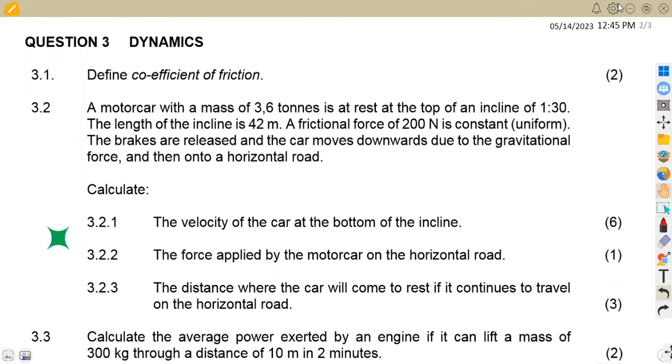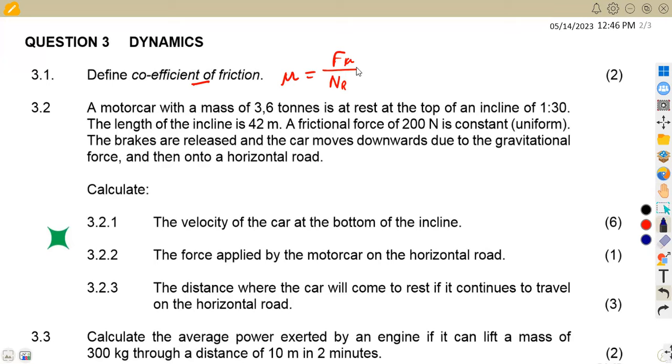We have got our question 3 on dynamics, where we have the first part, 3.1: define the coefficient of friction, and that is 2 marks. Your definitions can actually be taken from formulas. If you understand formulas, then it's easier to give a definition. The coefficient of friction is taken from the frictional force over the normal reaction, which is the weight in this case, because it is opposite to the weight. So it is the ratio between these two.